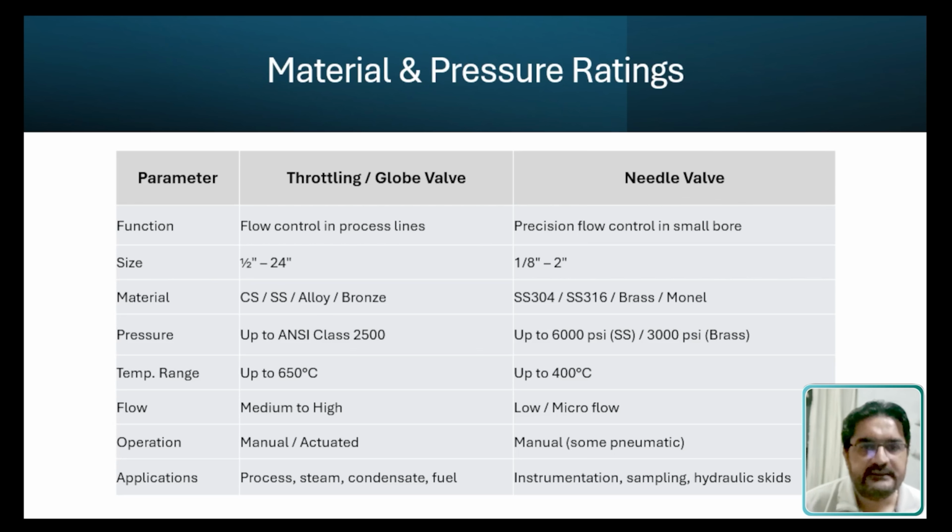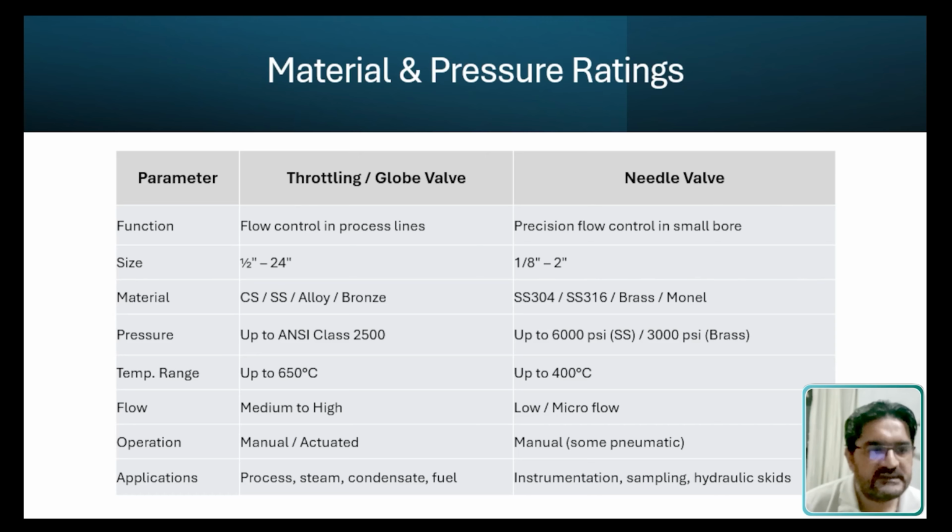And throttling valves are usually made from CS, carbon steel, SS, stainless steel, or alloy steel with ratings up to ANSI class 2500. However, needle valves are mostly made of stainless steel or brass with pressure ratings up to 6000 psi, pounds per square inch, in SS and 3000 psi for brass. Other parameters include the temperature range. For throttling, it can range up to 650 degrees centigrade, and for needle valve, it is up to 400 degrees centigrade. Flow is medium to high for throttling. For needle, it is low or micro flow.